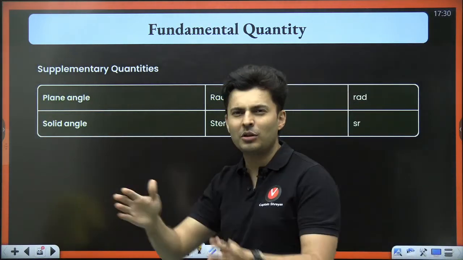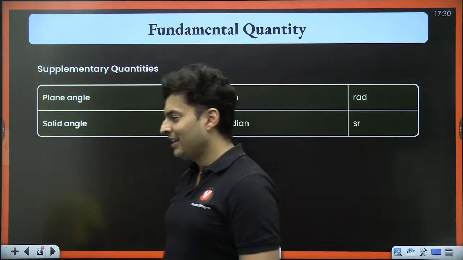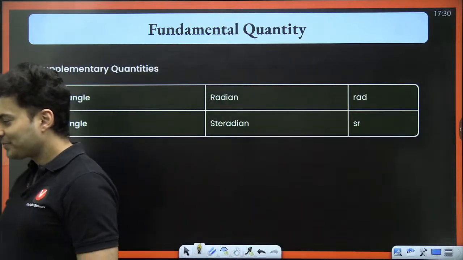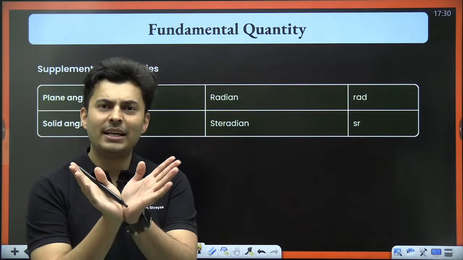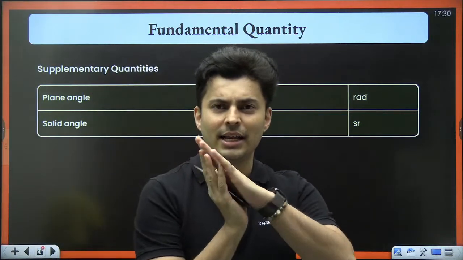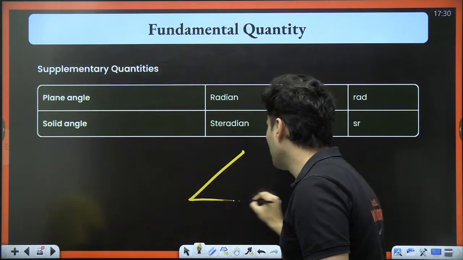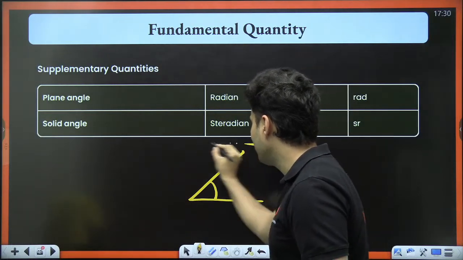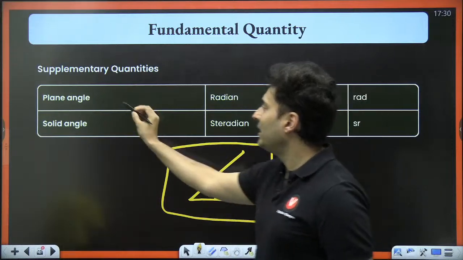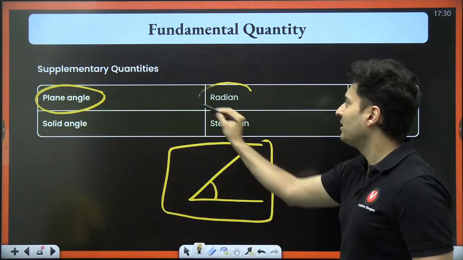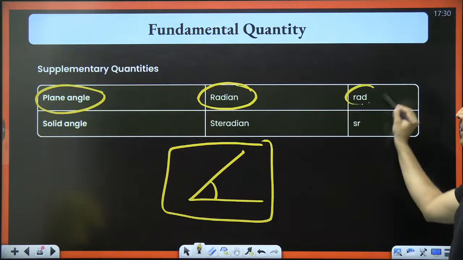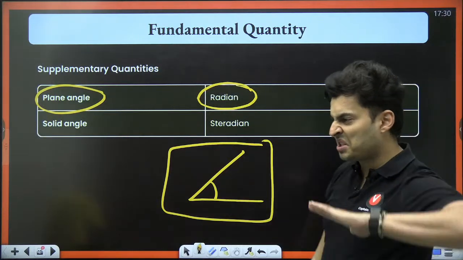So plane angle is your normal angle. 5 degree, 10 degree, 90 degree, 45 degree, 30 degree. It's in a plane, so I can just take 2 points and I can measure this angle. That's why it is called a plane angle. It is measured in radian. The symbol of it is rad.